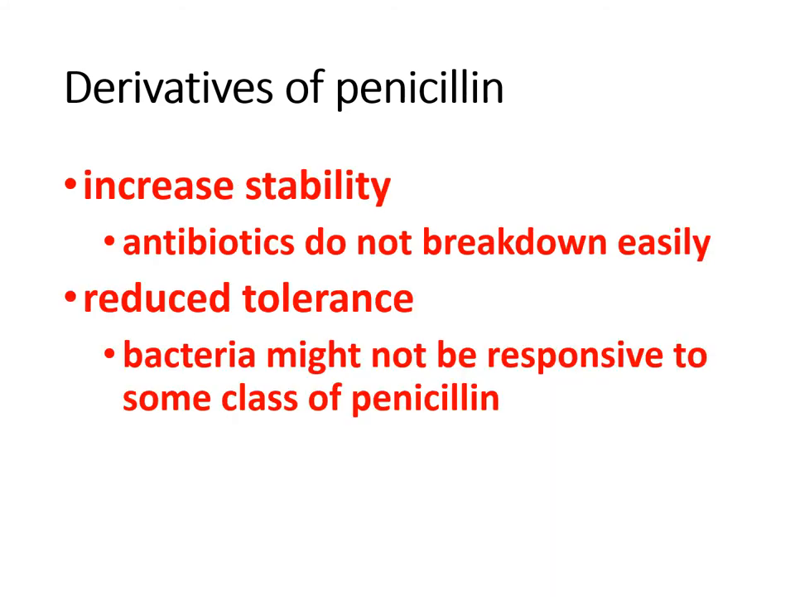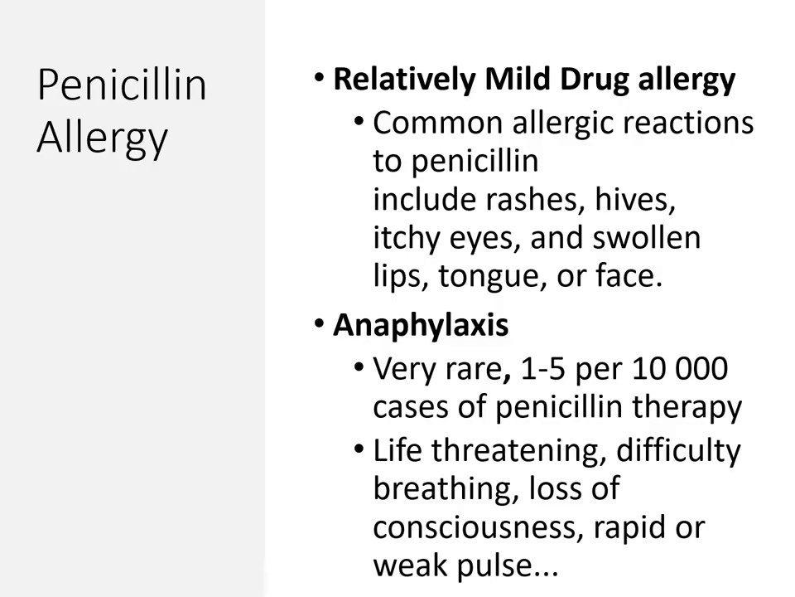Other goals of creating variants include increasing the drug stability, so it's not going to be broken down as easily. And also, we want to reduce the tolerance level. So some bacteria might not be too responsive to certain types of penicillin. And by modifying the structures of penicillin, we can kind of outsmart them, okay, and make the antibiotic effective again against those types of bacteria.